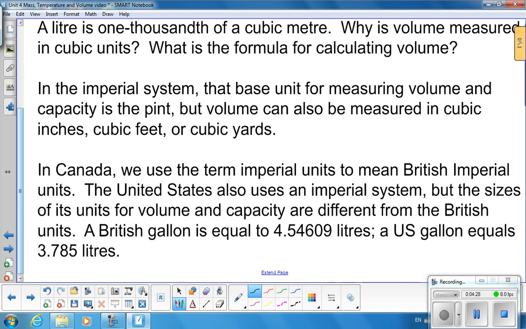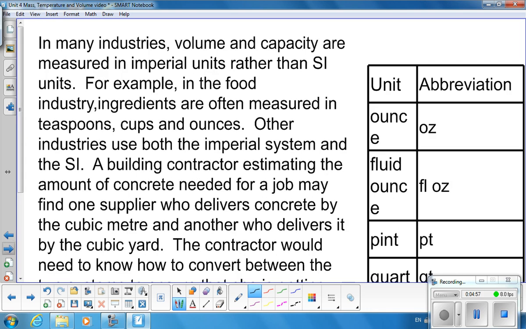In Canada, we use the term imperial units to mean British imperial units. The United States also uses an imperial system, but the sizes of its units for volume and capacity are different from the British unit. A British gallon is equal to 4.54 liters, and a US gallon is 3.785. So you need to be careful as you're going through some of these to make sure you're using the right conversion factor.